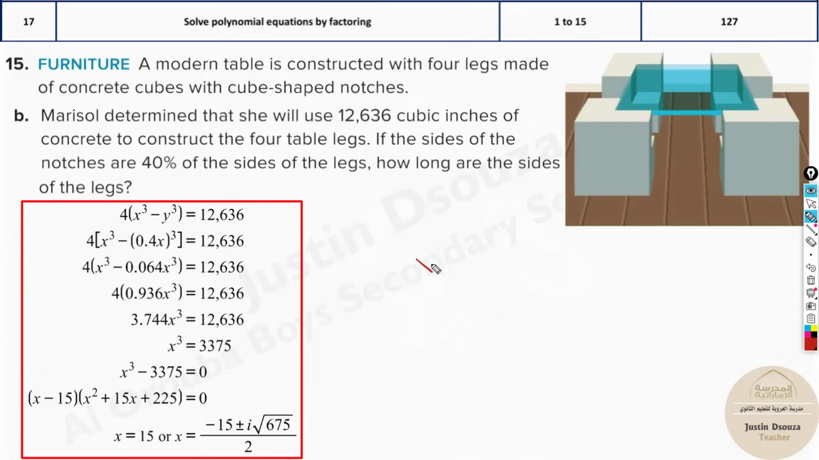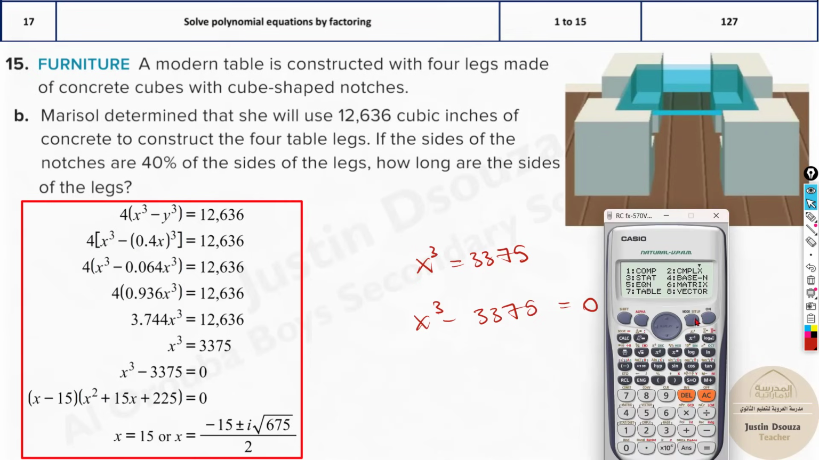See, we got this term, x cubed is equal to 3375. Now you can bring this inside. It'll be x cubed minus 3375 is equal to 0. Now here, let's use the calculator. Let's go to more, and since it's cubic, let's go to 4. What is the coefficient of x cube? It's 1. But there is no x square and there is no x term, and there is only 3375. That is the constant term.